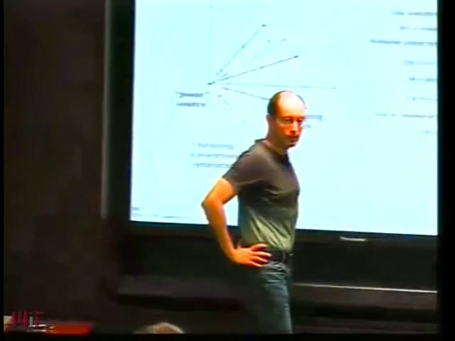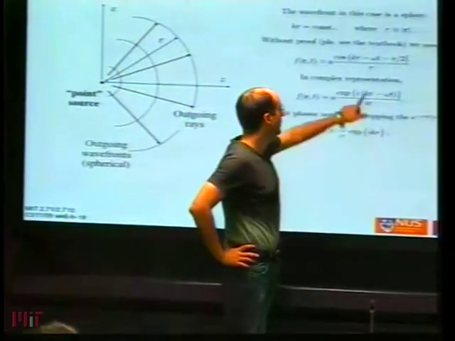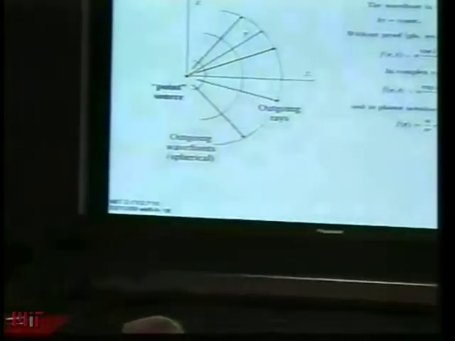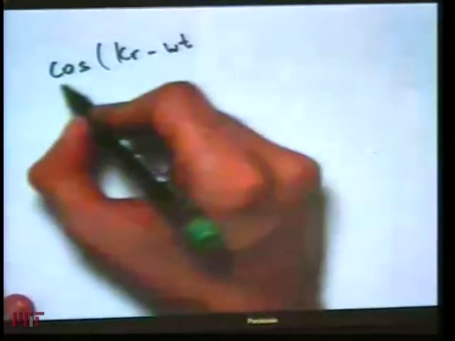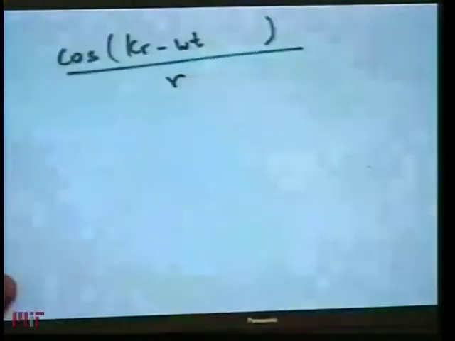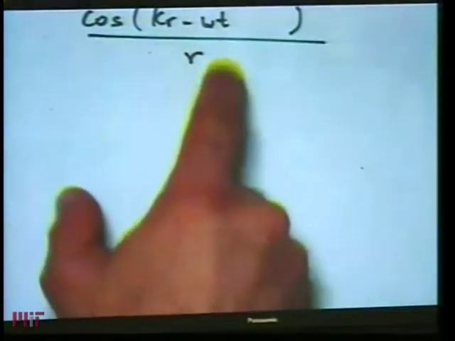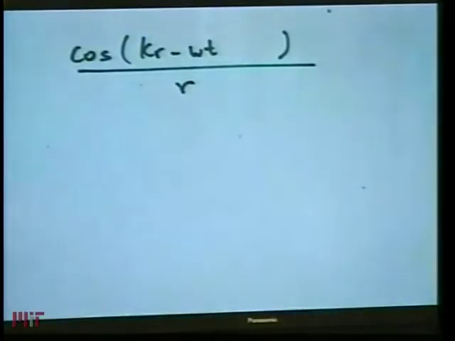Now, there's one more mysterious thing about it, which I will just point out, and then move on without saying why. If you look at the expression of the spherical wave, let me write it down. It looks like cosine of kr minus omega t, over r. Let's take stock here. The 1 over r we discussed. The 1 over r is energy conservation. We always like that.